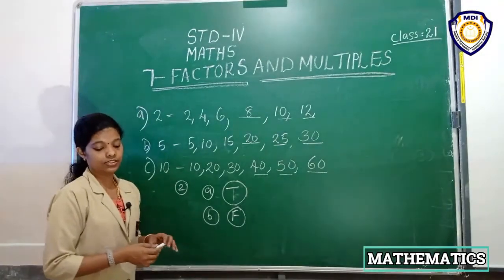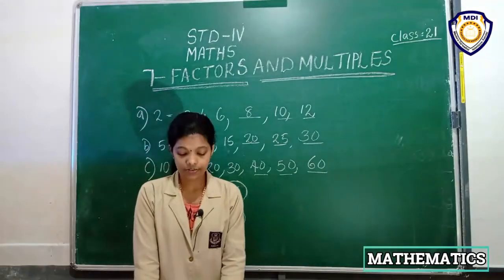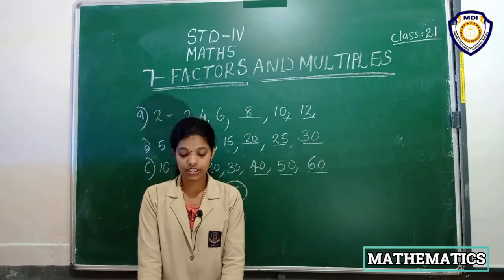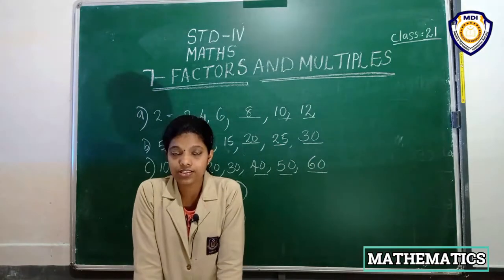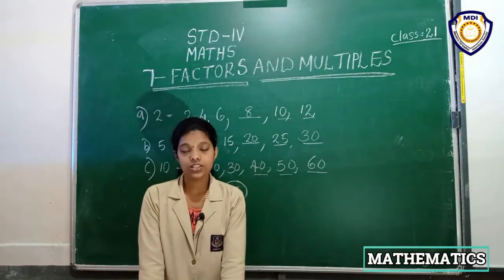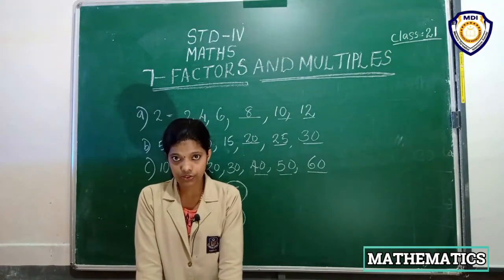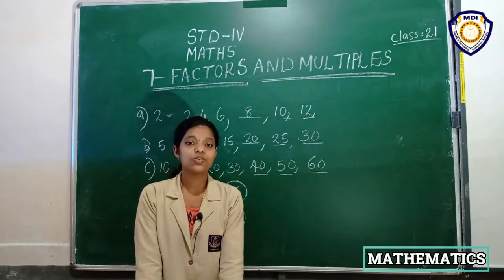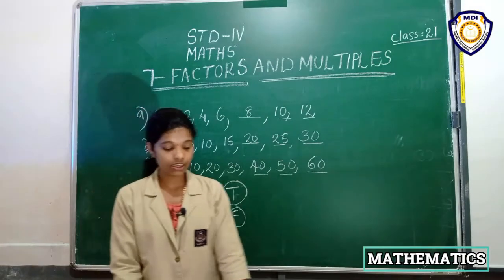And third one is 10 divided by 5. 10 divided by 5 equals 2 and the remainder is 0. Is it true? It is true. Okay, good.